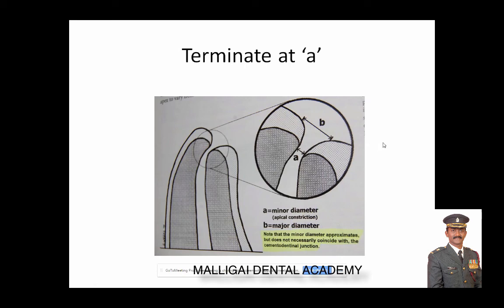So my bullet point: use an apex locator to locate the electronic apex and then expose a radiograph at that length to confirm the working length.